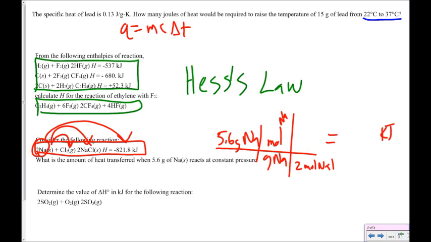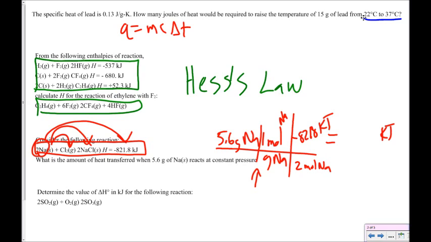So for every 2 moles of Na, I have negative 821.8 kilojoules of energy. In other words, that much energy is being released. So at that point, make sure I plug in appropriate molar masses here, and I can calculate exactly how much energy. Now, the other type of energy stoichiometry is if they give me how much energy.